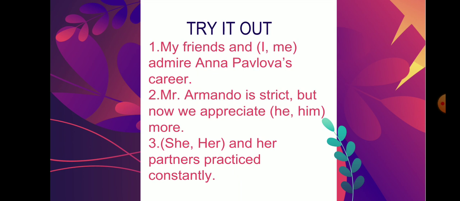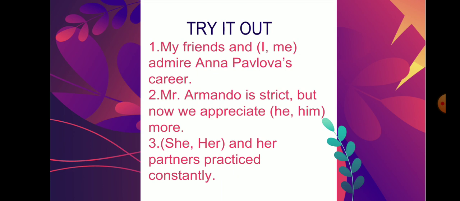Okay? Mr. Armando is strict, but now we appreciate him more. Think about the answer. I'll give you a couple of seconds. The correct answer would be him. Why are we using him? Because in this case, appreciate, and we're using it in the predicate part of the sentence, okay? There's no linking verb, and if it's in the predicate part of the sentence, we're going to use an object pronoun. So in this case, him.